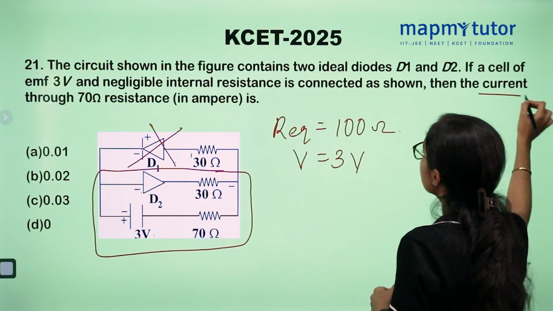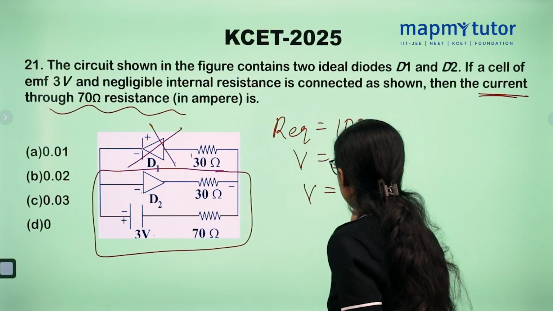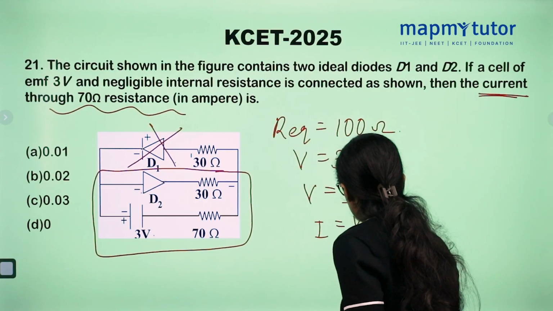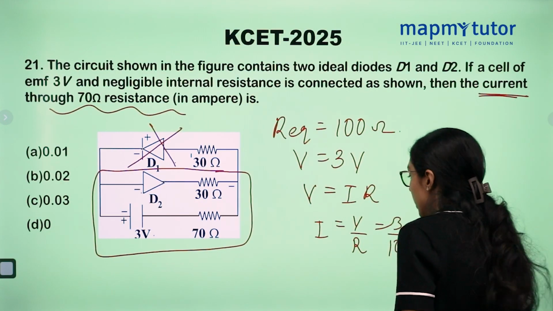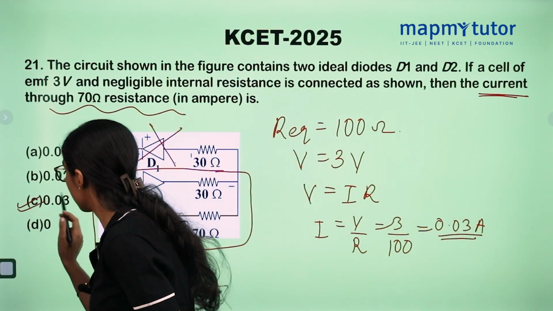What we need to find? We need to find the current through this resistor. So V equal to IR, which is nothing but I equal to V by R, 3 by 100. That comes out to be 0.03 amps. So which is the correct option? Option C.